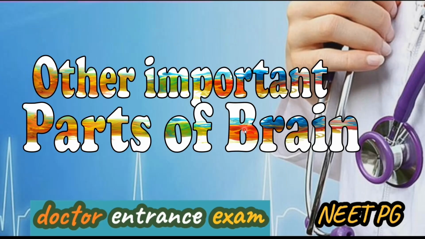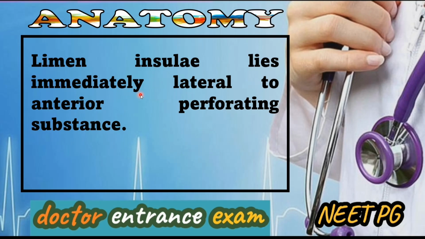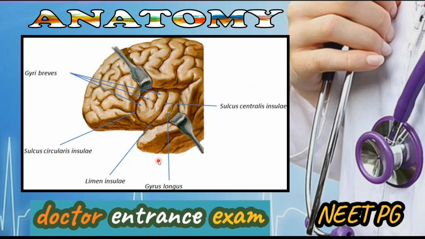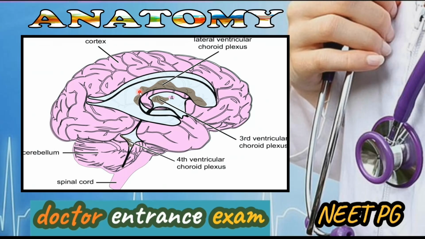Other important parts of brain. Limen insulae lies immediately lateral to the anterior perforated substance. Gyri brevis, sulcus circularis insulae, limen insulae, gyrus longus, sulcus centralis insulae. This is cortex and this is lateral ventricular choroid plexus. This is third ventricular choroid plexus and this is fourth ventricular choroid plexus. This is spinal cord and this is cerebellum.